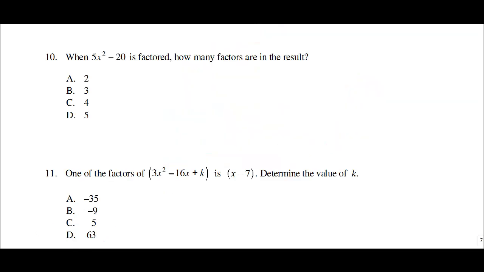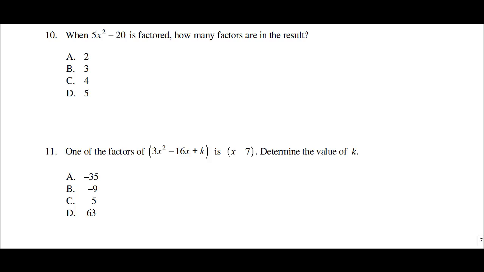Okay. Number 10. When 5x squared minus 20 is factored, how many factors are in the result? So, of course, this is a factoring question. They just want you to not actually say what it looks like factored, but just how many factors there are. Whenever you're factoring something, my suggestion is always to see if there is anything that you can factor out right away. And so what I notice is that I can pull a 5 out of all the terms. And when you pull a 5 out of all the terms, you'll be left with x squared minus 4.